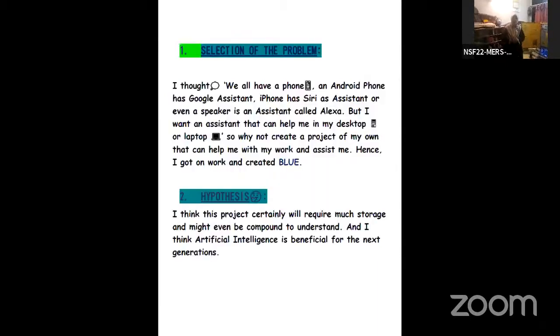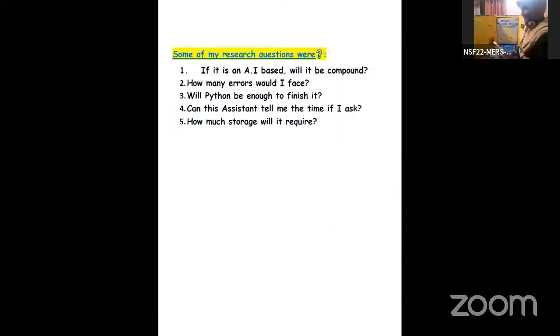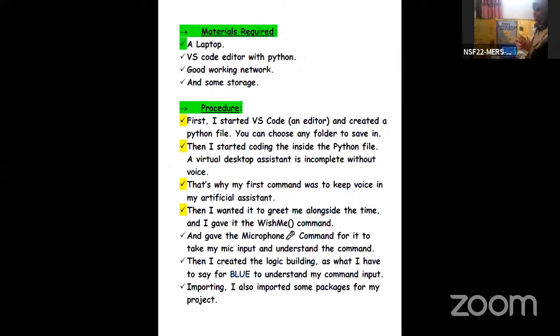Hypothesis. I think that this project will certainly require much of my storage. The code would be complex, and the commands would be complex to write. Materials required. A laptop, and VS Code. VS Code is enough. You just have to download it in any browser, and some storage.